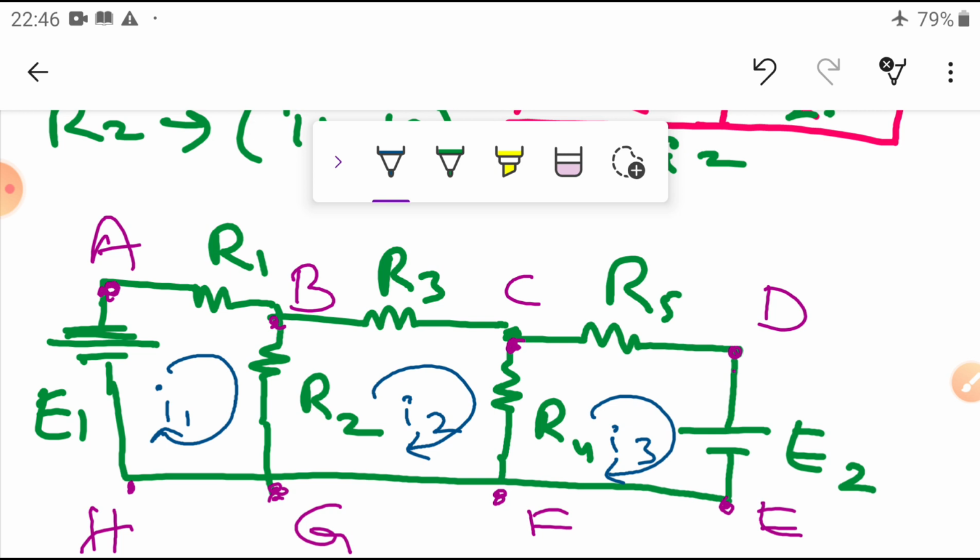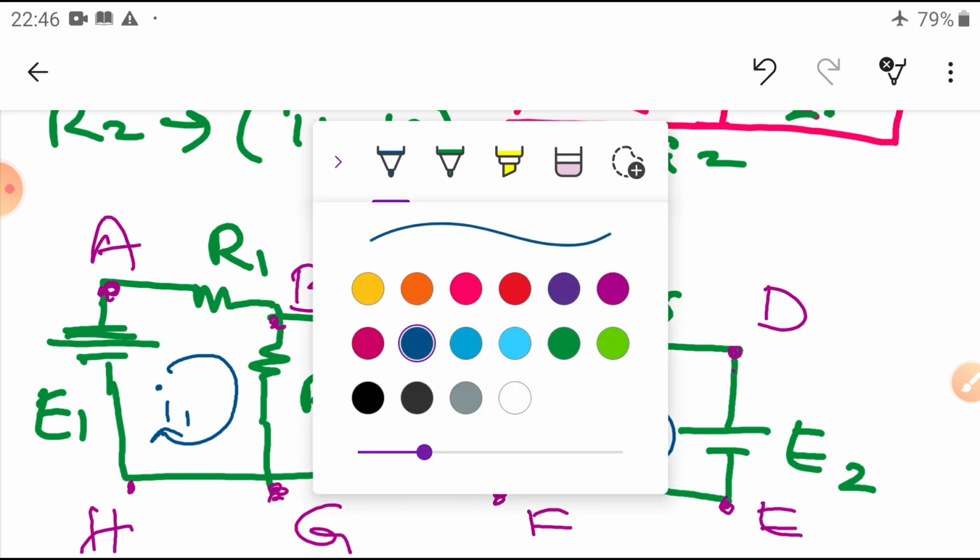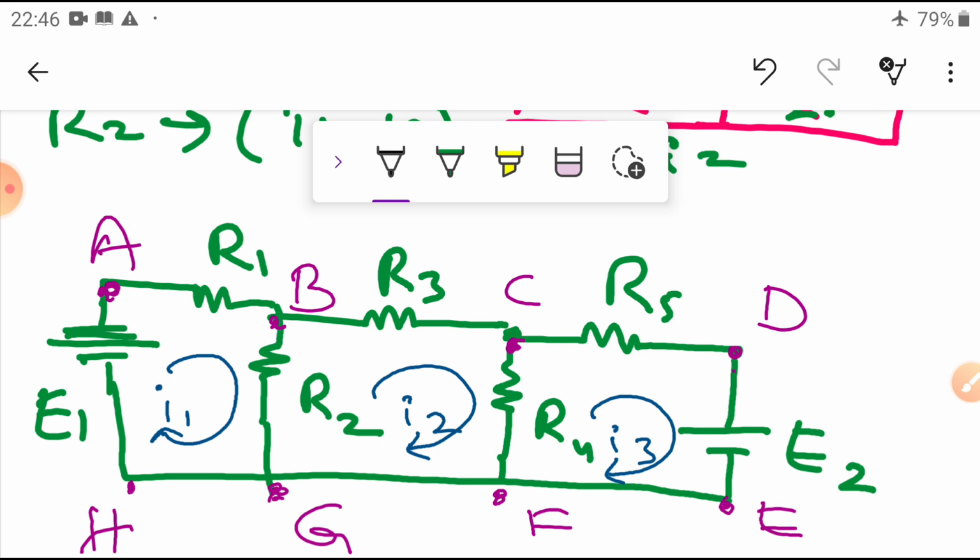Now, what to do? I want to know how many branches there are and how many loops are required in the circuit. You should know the number of loops is represented by M. So M represents the number of loops, three loops here, and B is the number of branches. You can tell how many branches.